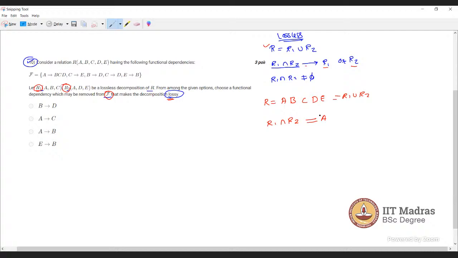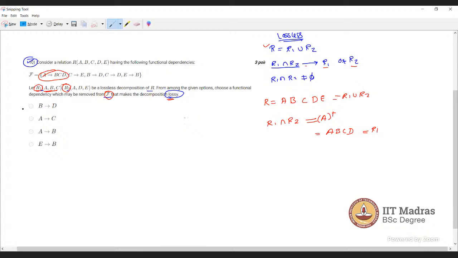Now, if we take the closure of A, can we determine R1 or R2? Yes, sir. A, B, C, D. All the attributes can be determined by A. So A is a key, and we can determine R1 from A, right? So it is a lossless decomposition, but we need to remove one functional dependency that will make the decomposition lossy.